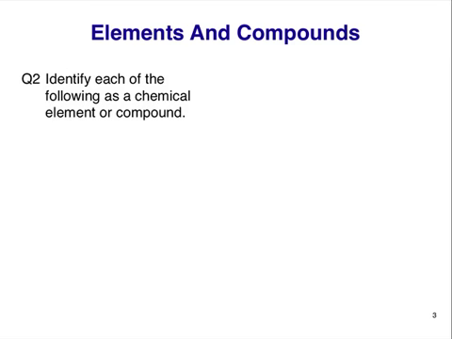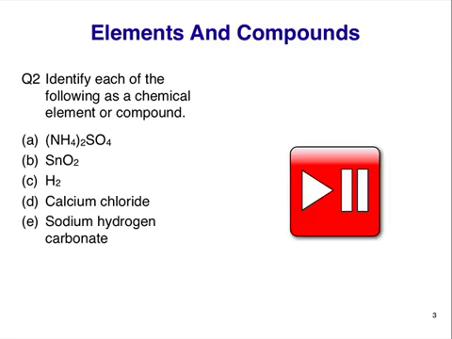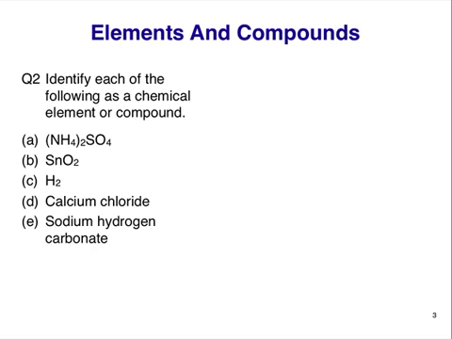Question 2. Identify each of the following as a chemical element or compound. (NH4)2SO4, SnO2, H2, calcium chloride, sodium hydrogen carbonate. Pause the video here while you write down your answers.